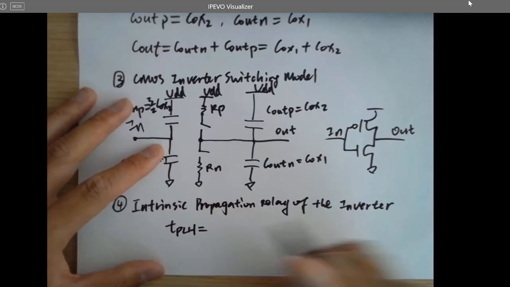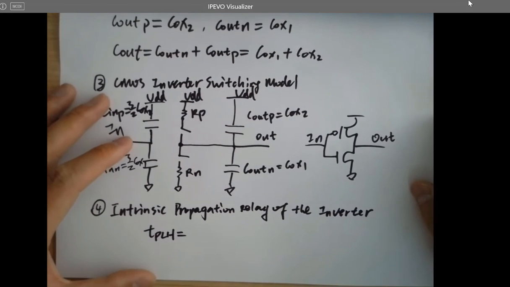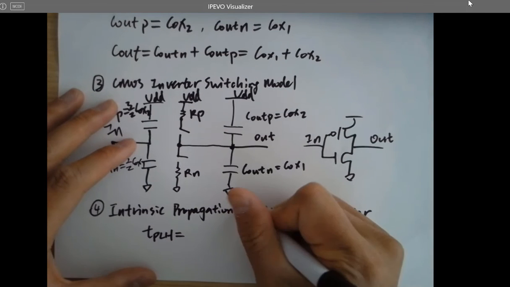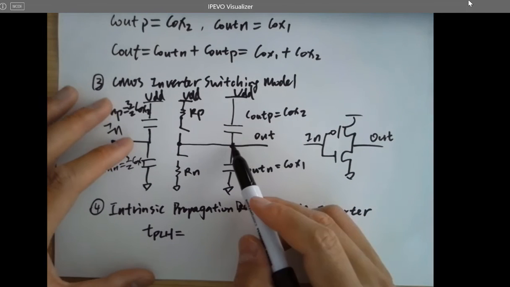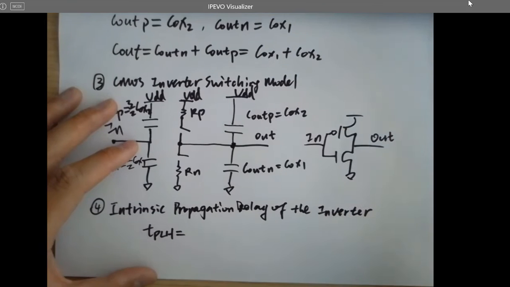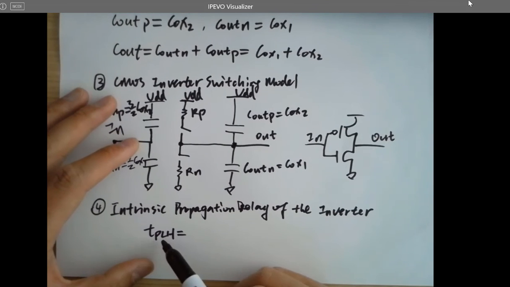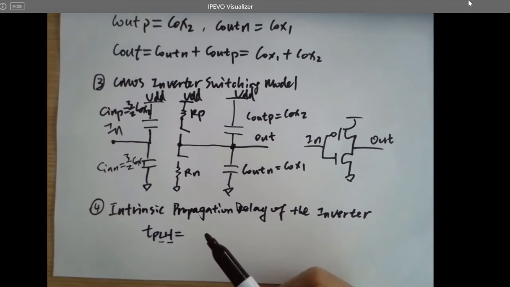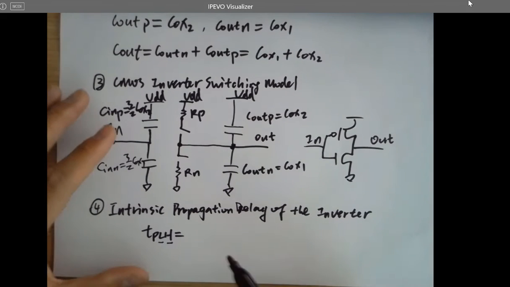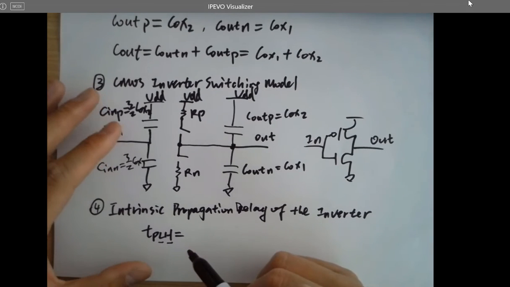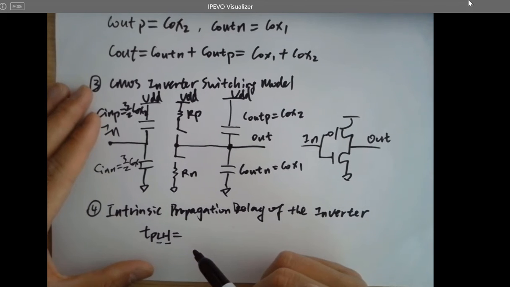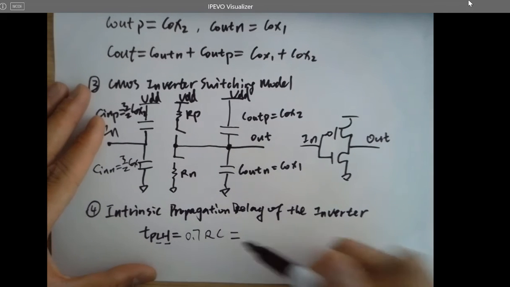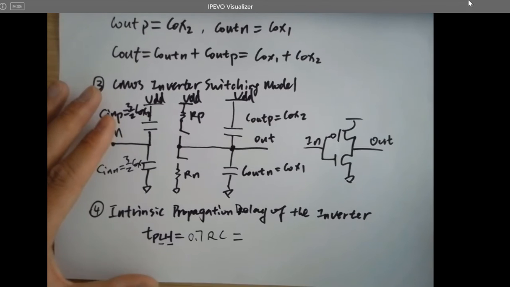TPLH equals what? Whenever I'm talking about the propagation delay of the inverter, I'm looking at the output. So when the output is changing from low to high, what is the propagation delay here? 0.7 RC, so what is R, what is C?